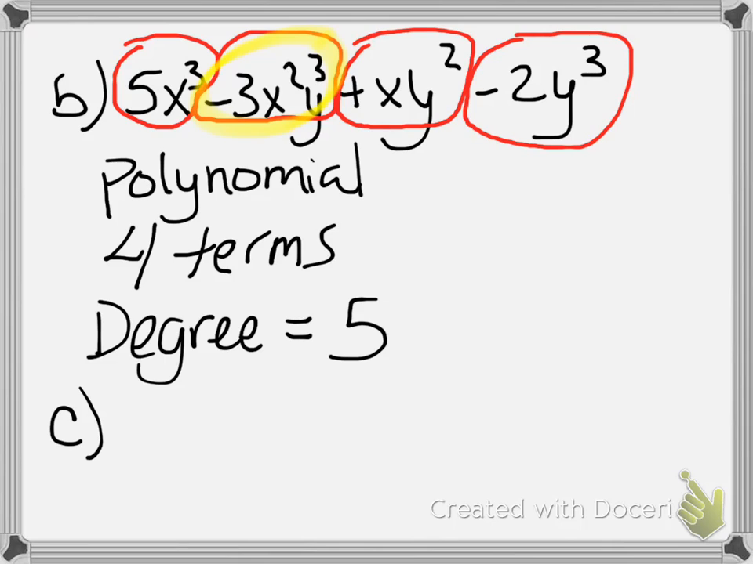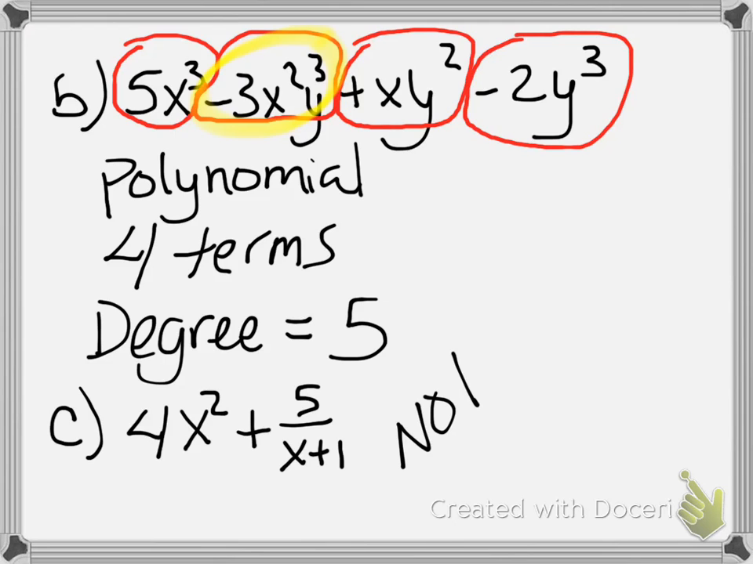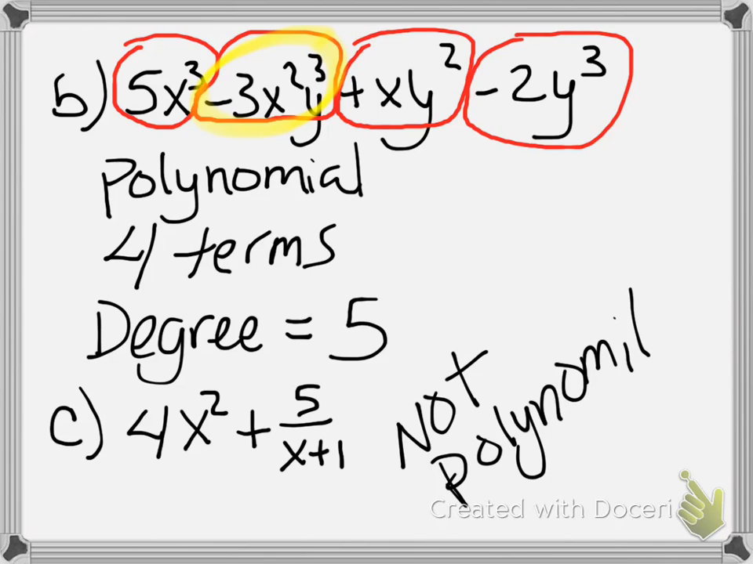They also had an example that looked like this. It's always good to show one that's not whatever you're learning, so you know what it looks like when it's not. This is not a polynomial. The reason why is because of this division right here. So then we're done with that one. Adding polynomials is the next section.